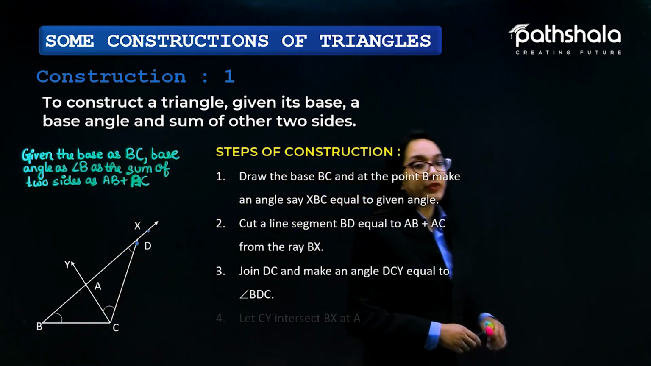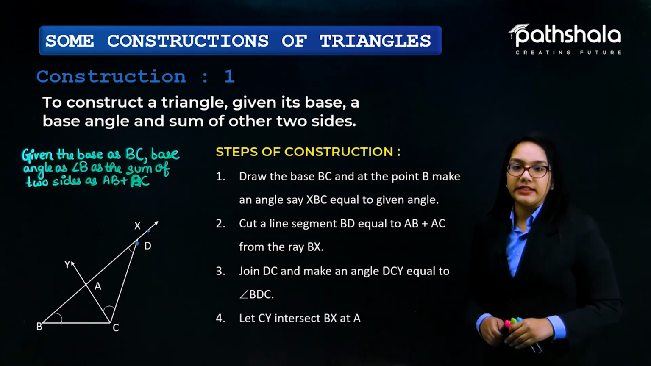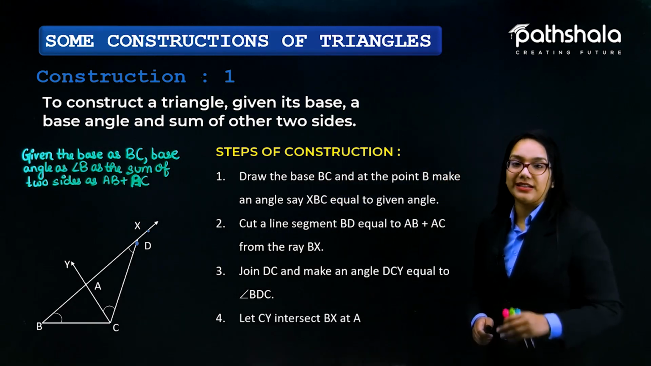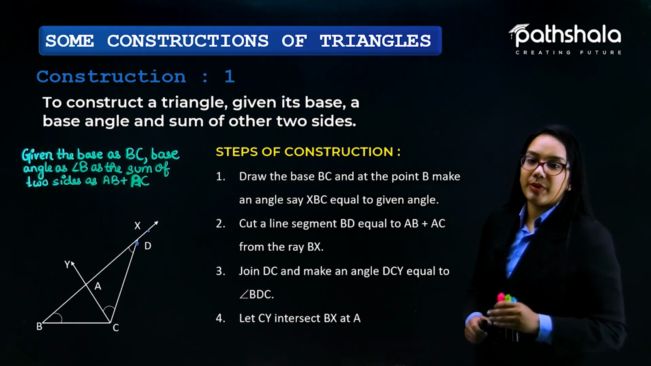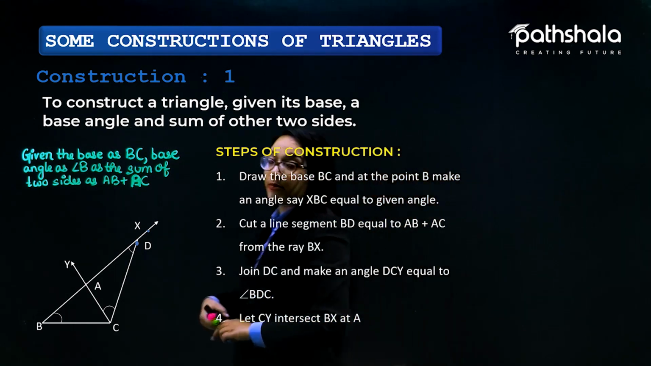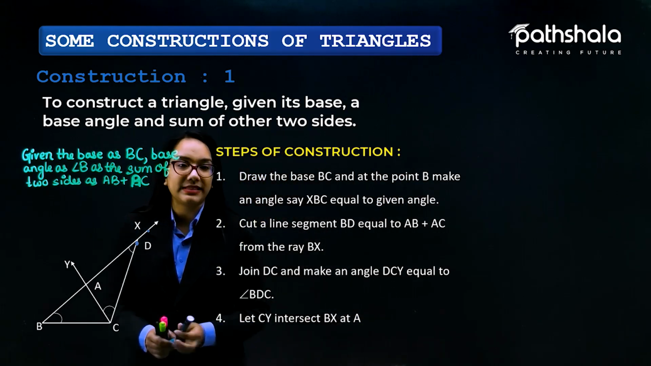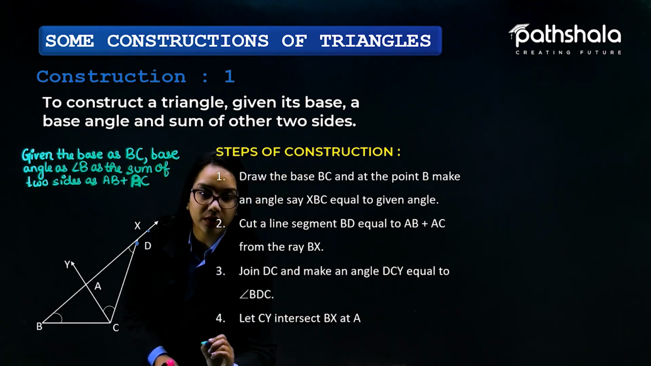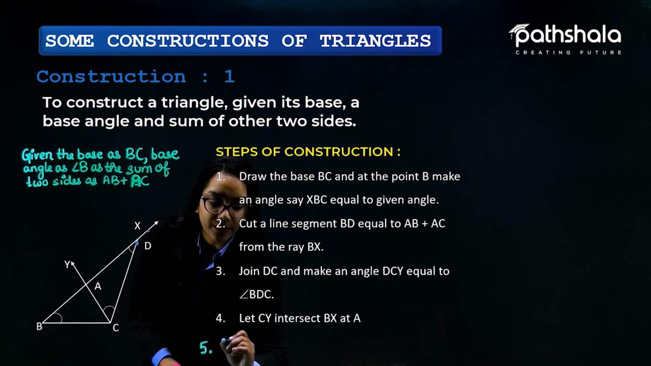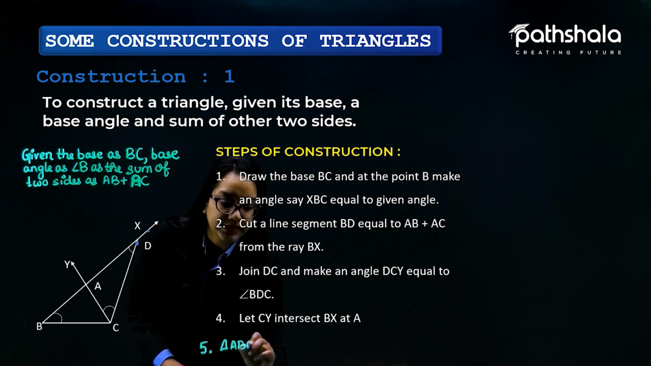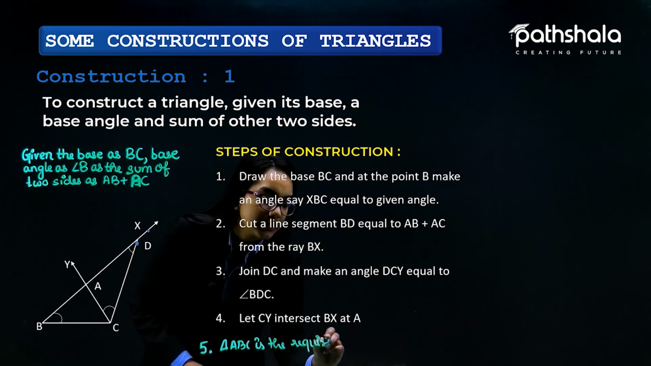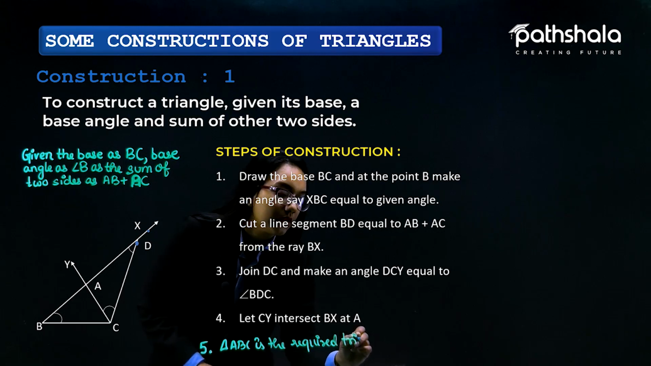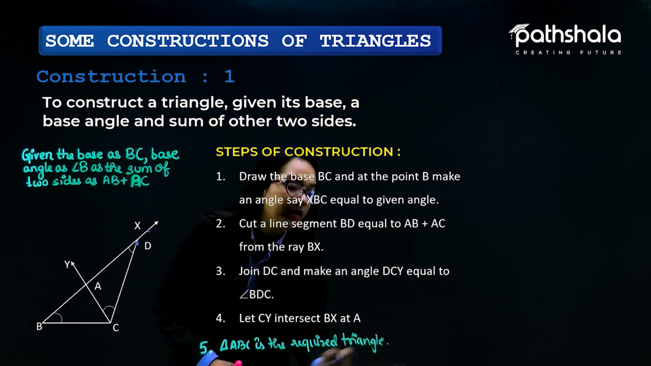And further, let CY intersect BX at A. CY is intersecting BX at A, and the fifth step would be: ABC is the required triangle. So the fifth one, let us suppose I am writing it over here: triangle ABC is the required triangle. So this is the required triangle.